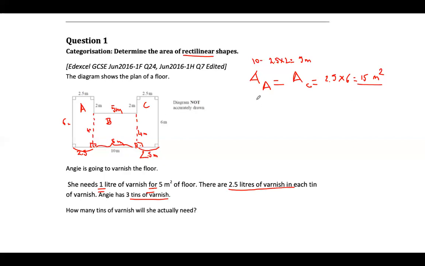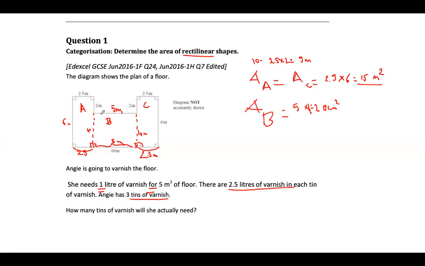And the area of a rectangle, I'm going to call it area of rectangle B, I'm going to put AB, is going to be 5 times 4. So this side is 4. So 5 times 4 equals 20 square meters. Okay? Now, we need the total area.